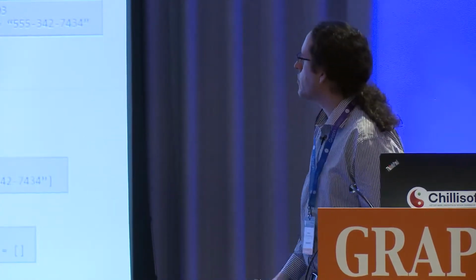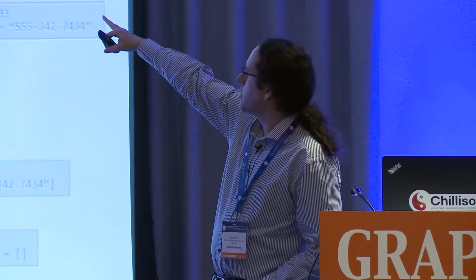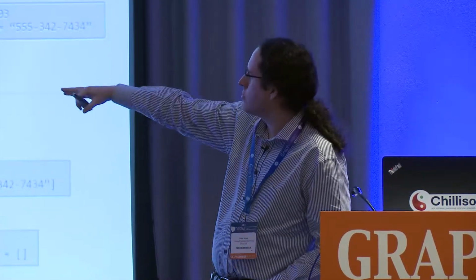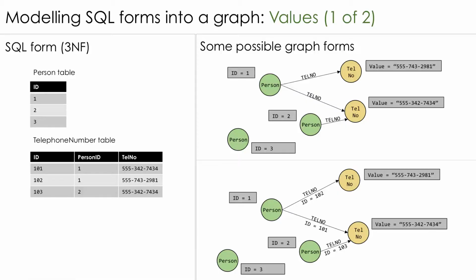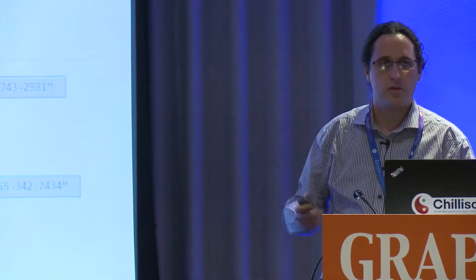But a possible graph form here is to create a telephone number node for each row in our telephone number table. But if you look carefully, this telephone number here is actually the same as that telephone number there. So maybe that isn't actually a good idea. Maybe you should rather have just 2 telephone number nodes and only have the value and forget about the IDs.